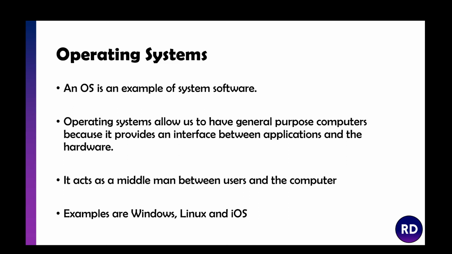Operating systems allow us to have general purpose computers because they provide an interface between the applications we use and the hardware inside the box. It almost acts as a middleman between the users and the computer. Examples of this are Windows, Linux, iOS, Android, and many more. If we didn't have this middleman, we'd have to physically touch the components and plug in wires, a little bit like this.